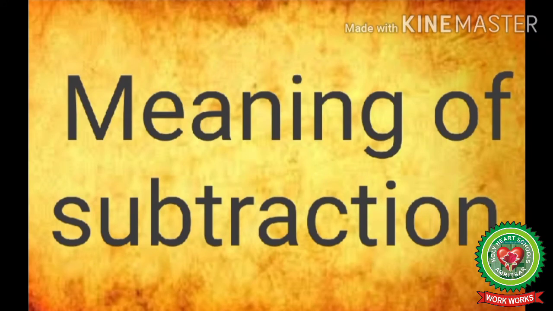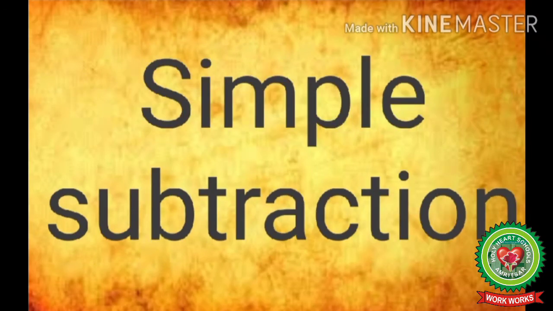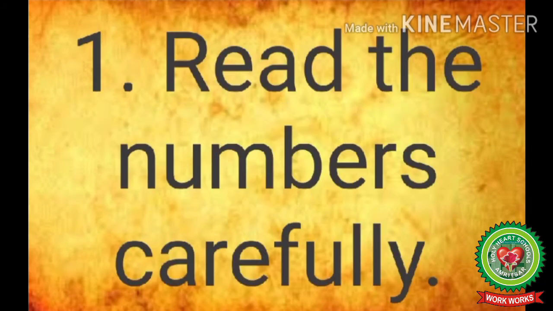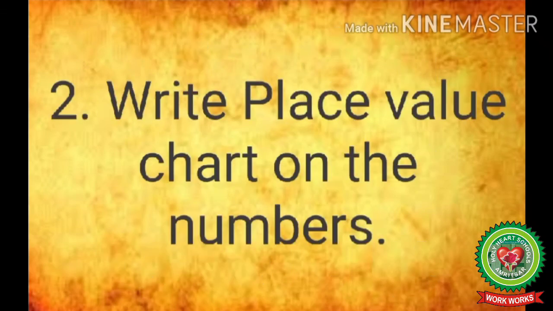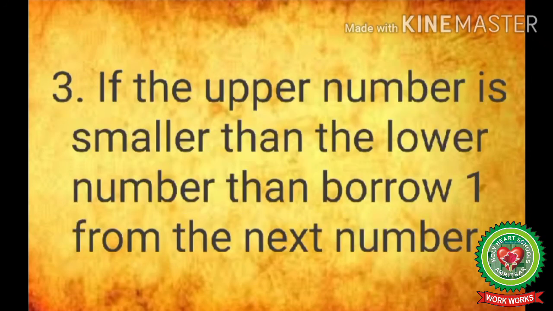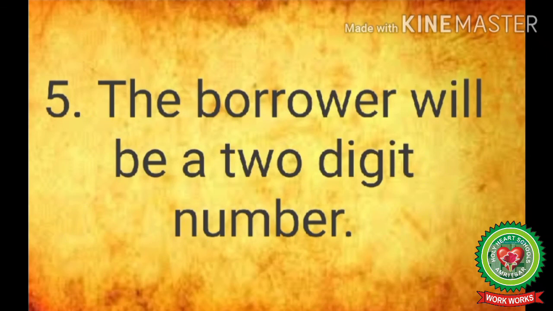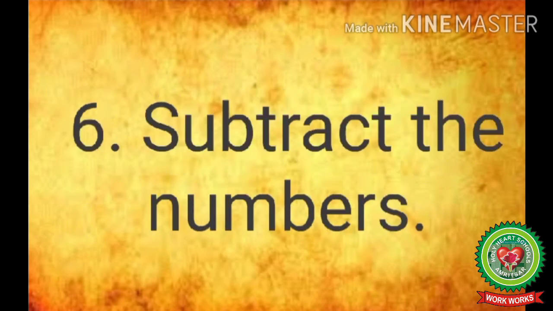Now let us recall what we have learned today. First we have learnt the meaning of subtraction. Then we have done simple subtraction. And then subtraction with borrow. For that, number 1, read the numbers carefully. Number 2, write the place value chart on the numbers. Number 3, if the upper number is smaller than the lower number, then borrow 1 from the next number. Number 4, the lender will be reduced by 1 than the original number. Number 5, the borrower will be a 2-digit number, and at last subtract the numbers.